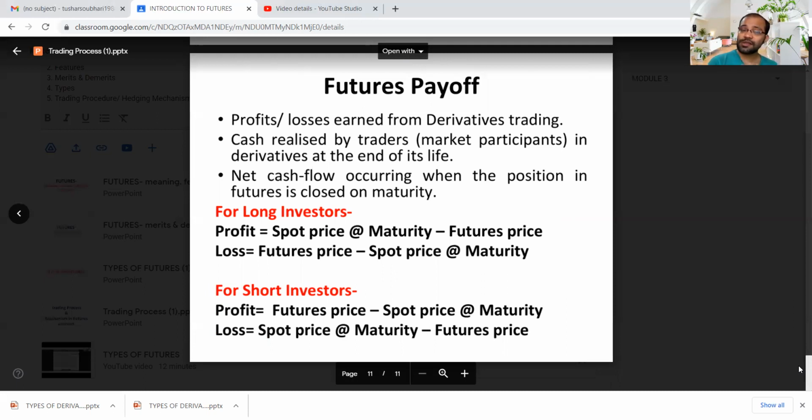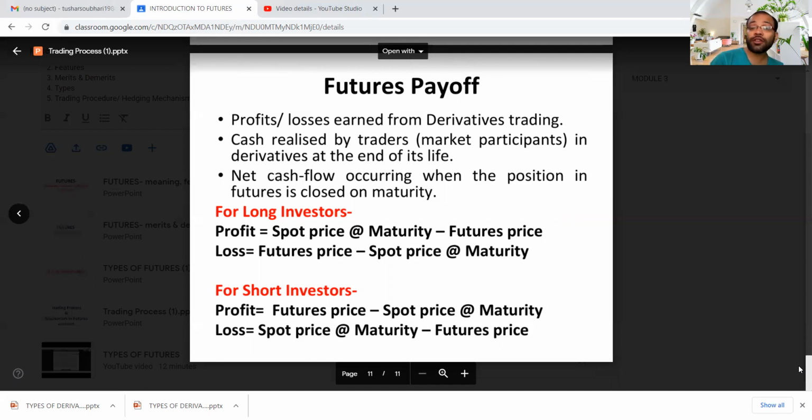But it's just the opposite in the other case. The profit position of the long investors is just the reverse of the loss position of the short investors. So if you compare the profit of the long investors, spot price at maturity minus futures price, the same would be the loss for the short investors. Loss is equal to spot price at maturity minus futures price.